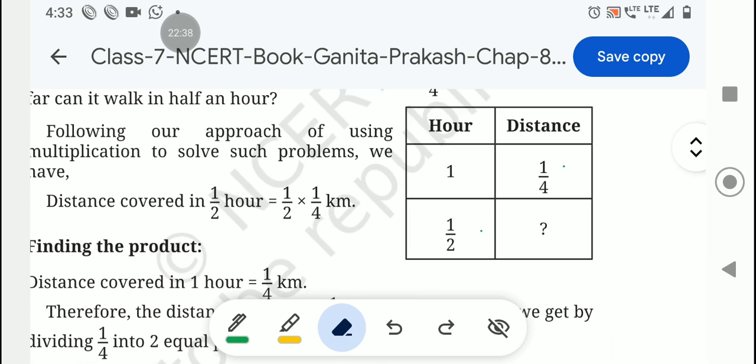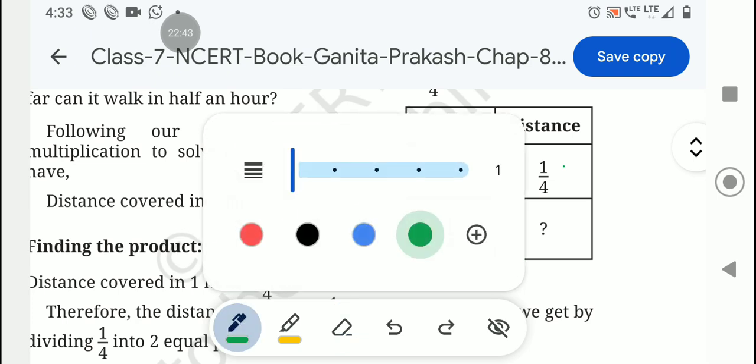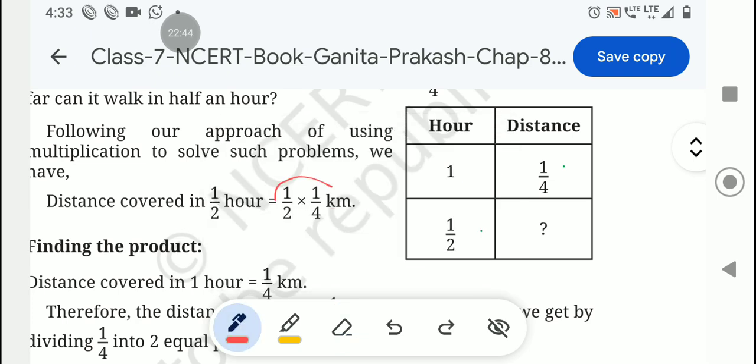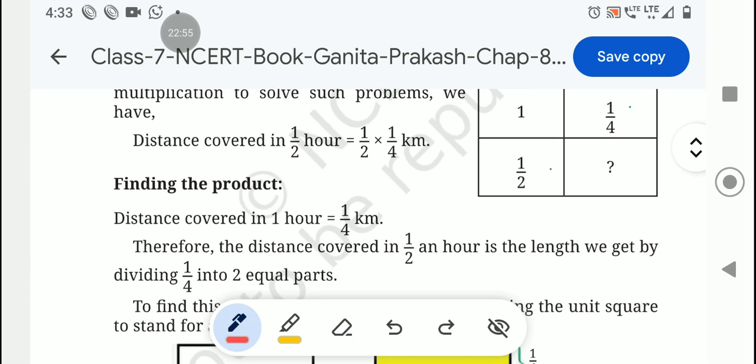In two fractions you have to just multiply both numerators and both denominators. There are no other rules for this. 1 1s are 1, 2 4s are 8. 1 by 8 is the answer. Now the distance covered in 1 hour is 1 by 4 kilometer. Therefore, the distance covered in half an hour is the length we get by dividing 1 by 4 into 2 equal parts.